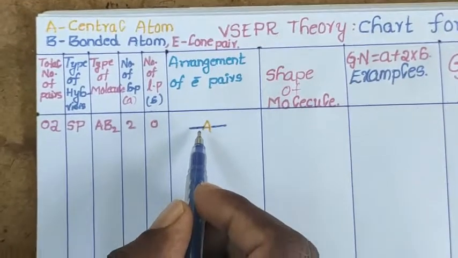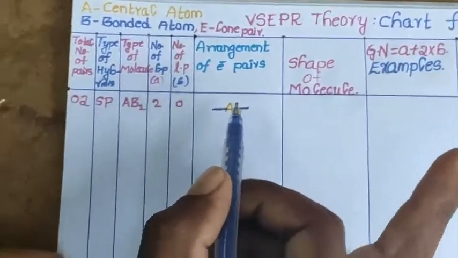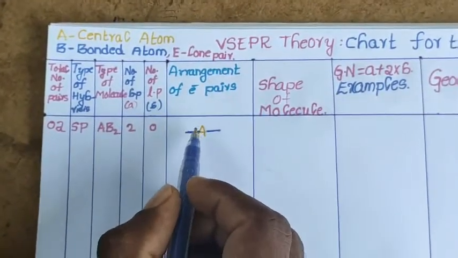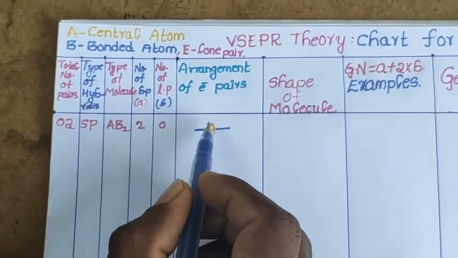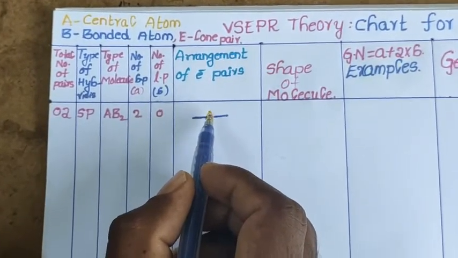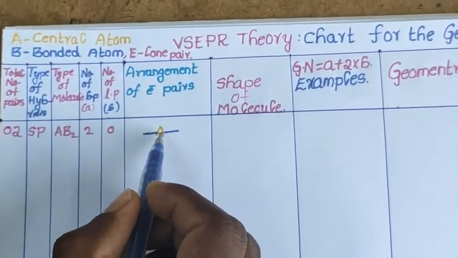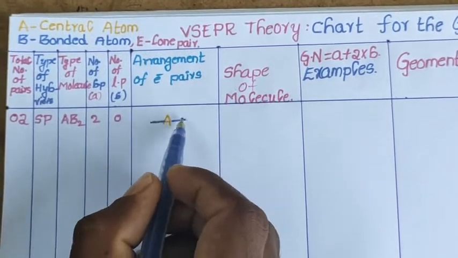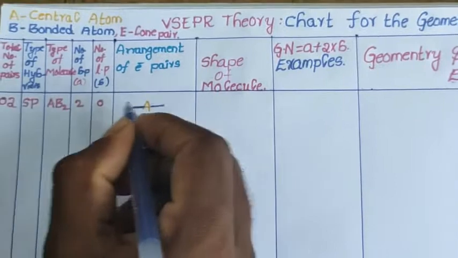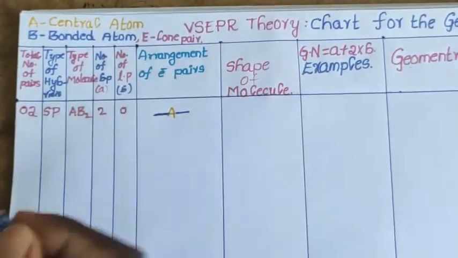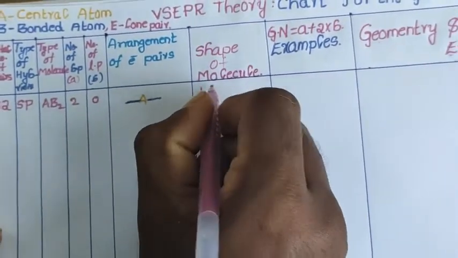According to the VSEPR theory, for the arrangement of electron pairs I have one condition, which I explained in my previous video also. The arrangement of electron pairs around the central atom wants to have the minimum repulsion. This is the arrangement of electron pairs. A is the central atom. These two bonds are bond pairs. So the shape of the molecule: once you observe, the shape is a straight line. So the shape of the molecule is linear.